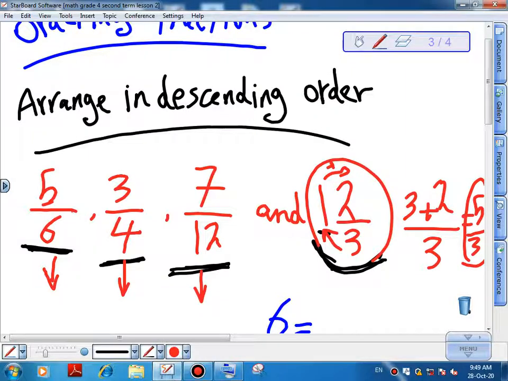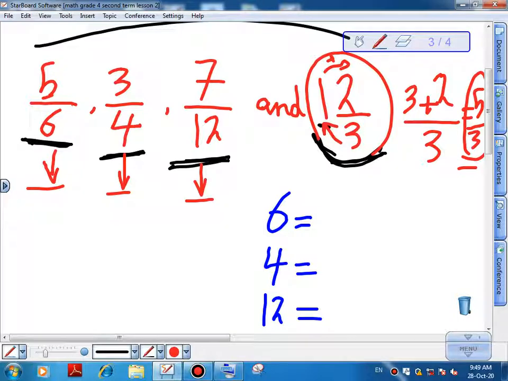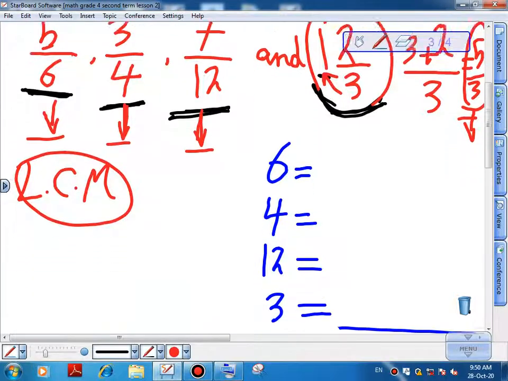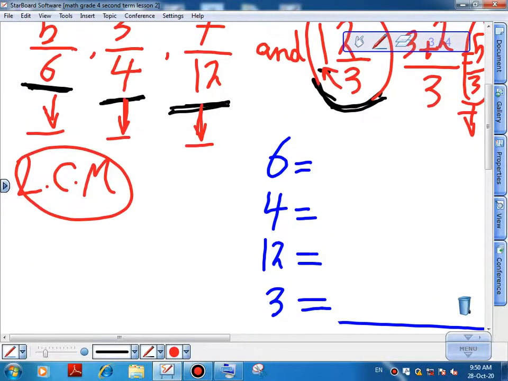So we have fraction, proper, improper fraction. The next one, we need to convert this denominator to be the same one. 6 and 4 and 12 and 3. We have a different denominator. So we need to search for the lowest common multiple of these denominators, 6 and 4, 12, 3.